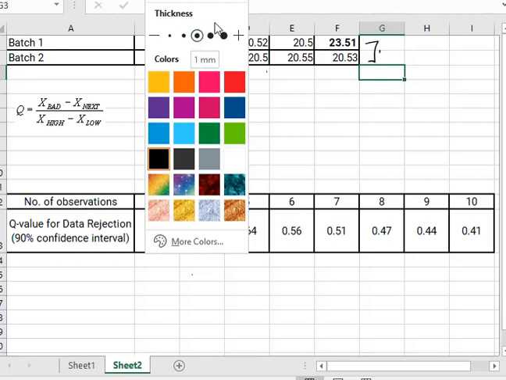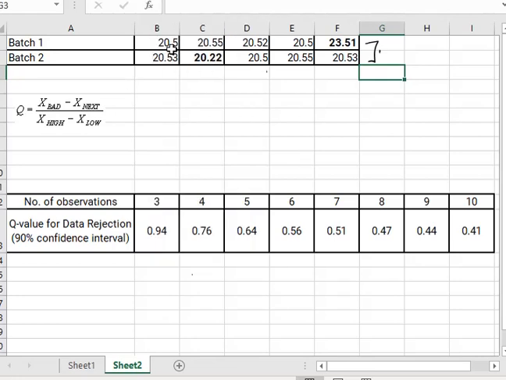If you look at the data, we have 20.5, 20.55. So, let's just look at batch 1: 20.52, 20.5, and 23.51. Now, if you notice, 23.51 is like an outcast, diba? Because it's a little bit far from the other measurements. So you have to check whether to retain or to reject that data. In order to do that, we use the Q-test.